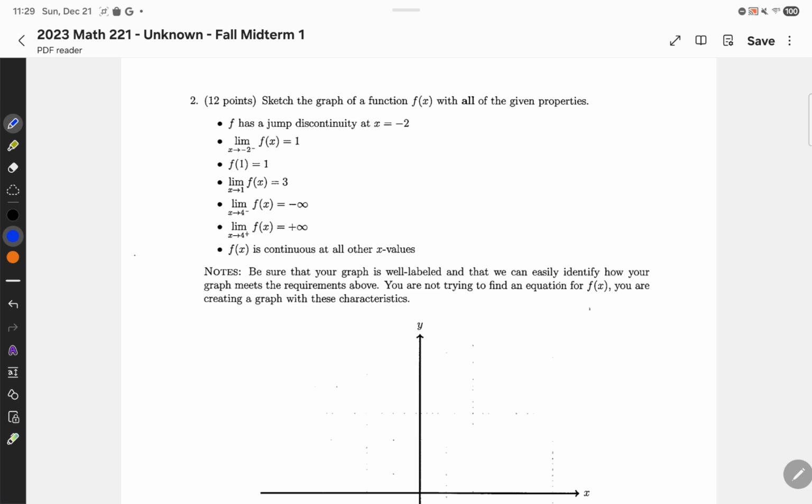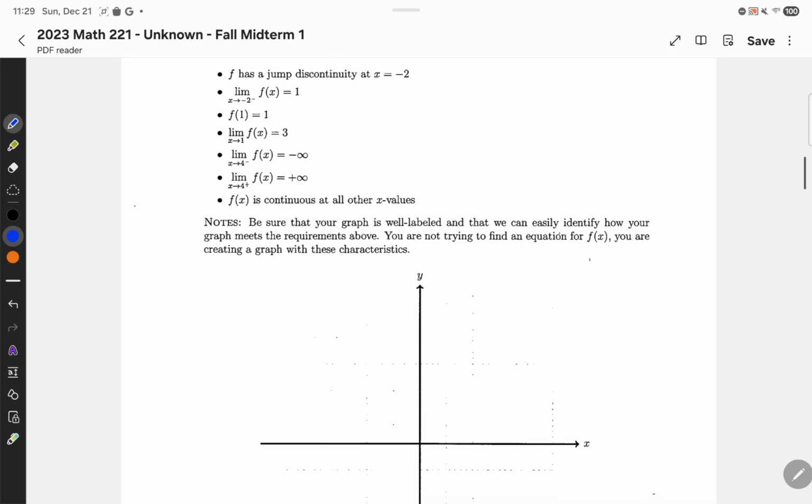All right, moving on to question 2. For this question, we want to sketch the graph of a function f of x with all of the given properties. So for 1, f has a jump discontinuity at x equals minus 2. The limit as x approaches minus 2 from the negative side is 1. F of 1 is 1. The limit as x approaches 1 is 3.